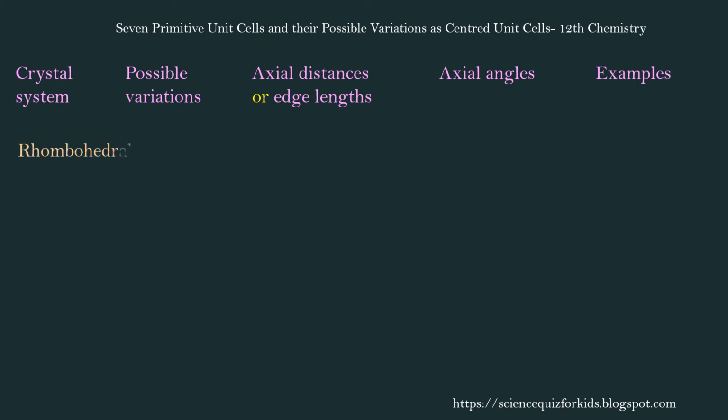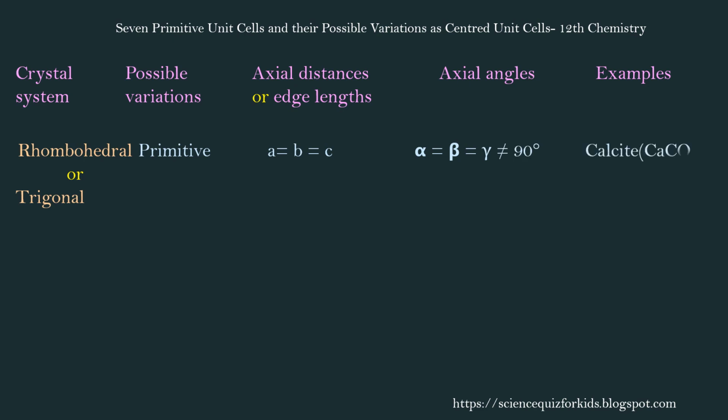Crystal system: rhombohedral or trigonal. Possible variations: primitive. Axial distances: a = b = c. Angles: alpha = beta = gamma ≠ 90 degrees. Examples: calcite, cinnabar.